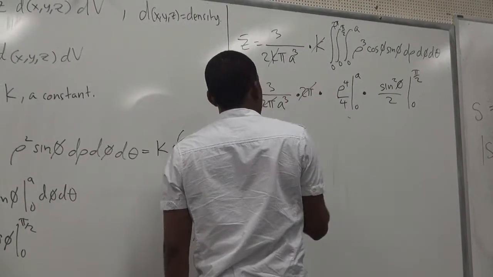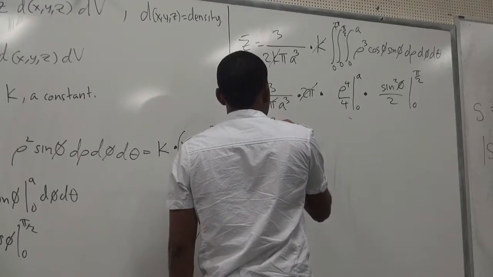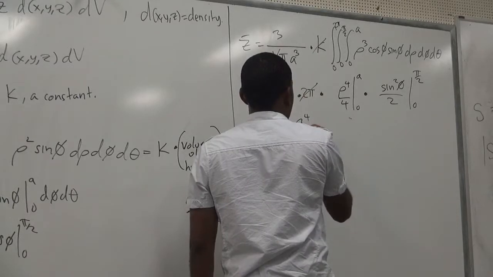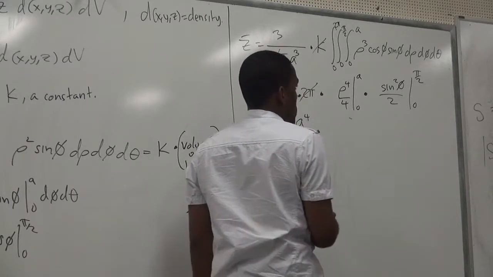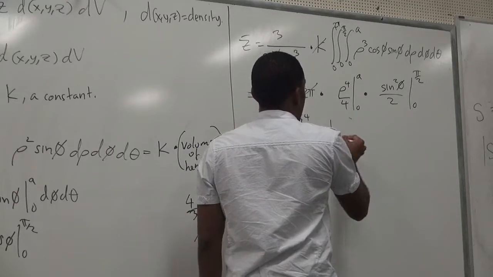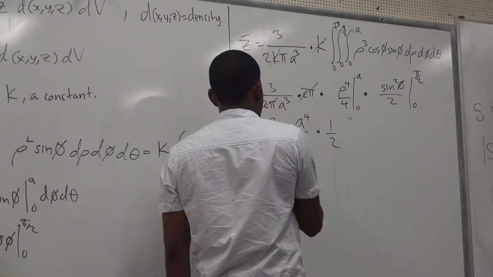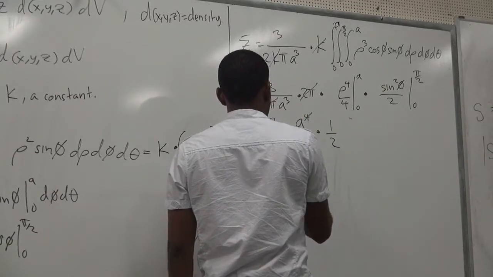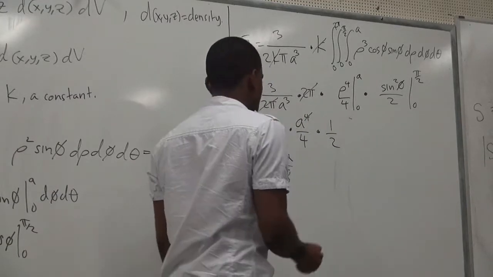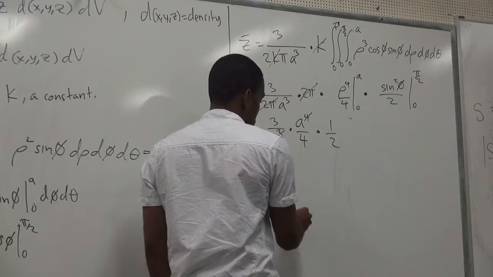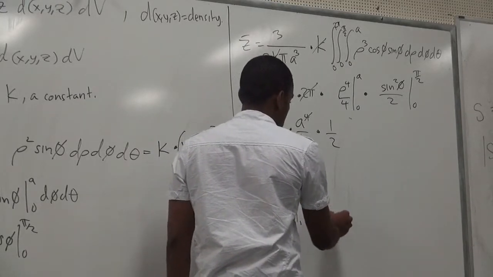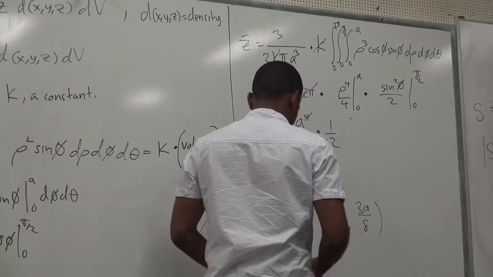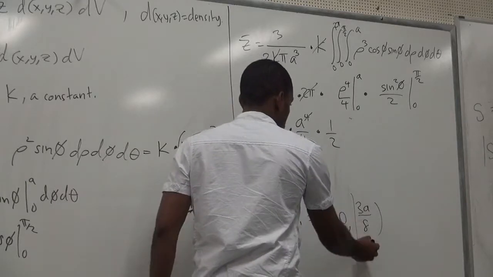So the 2 pi's would cancel. And so now I have 3 over a cubed times a to the 4th over 4 times sine of pi over 2, which is just 1. Sine of 0 is 0. So I just get 3a over 8. So that's the z coordinate. The center of mass, they never asked for this, but it'll actually be 0, 0, 3a over 8. And this is the one they want.